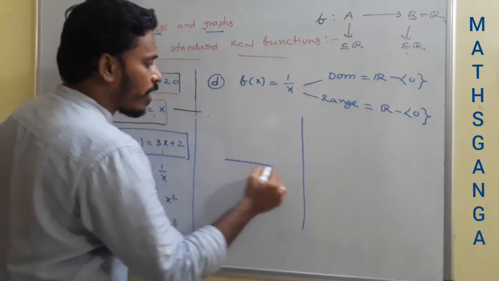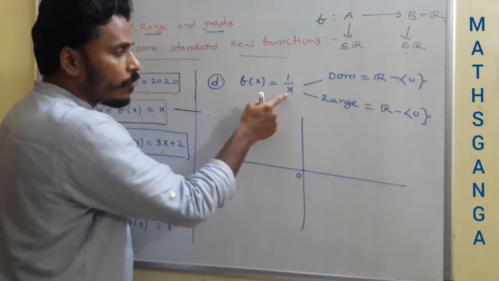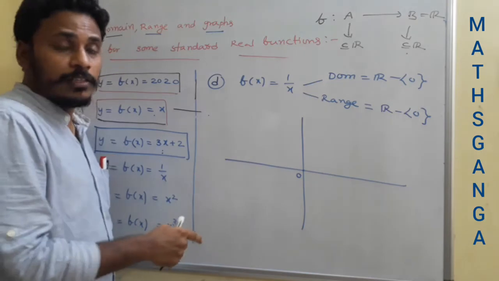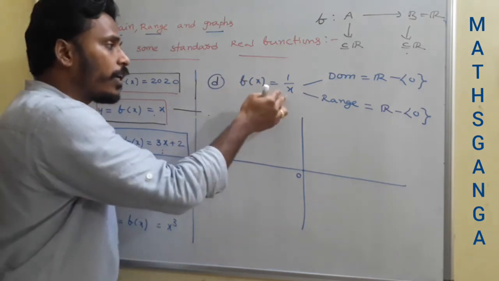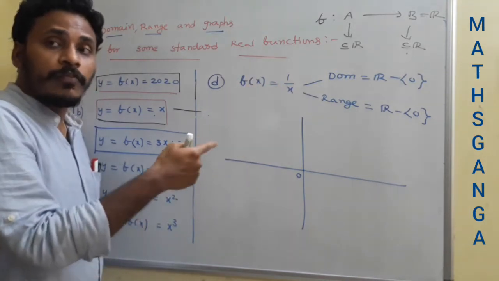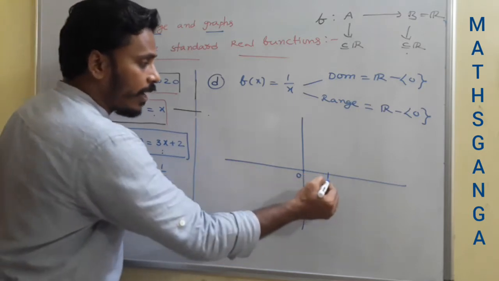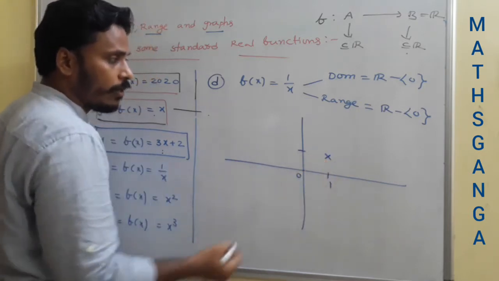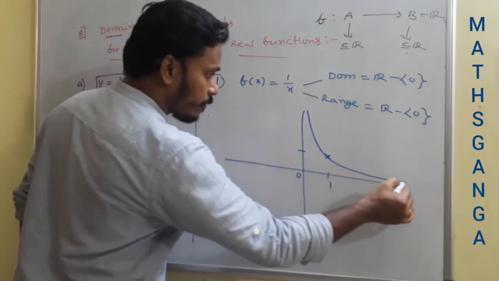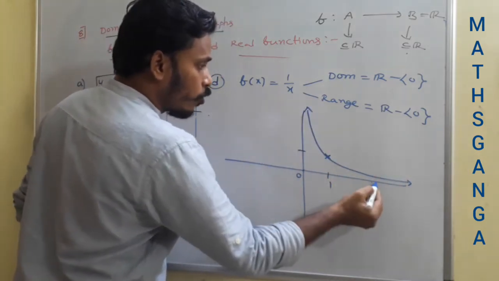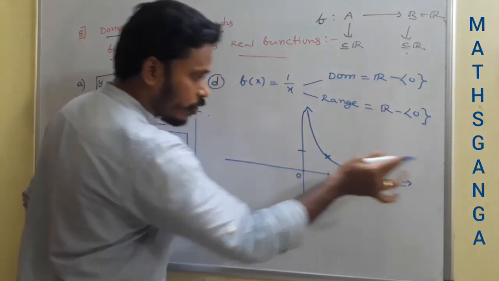When you wish to sketch a rough graph for this, just think about it. When you increase the x values, the value keeps decreasing, because if x is infinity, the value is 0. That means if x becomes larger and larger, the value becomes smaller and smaller. At x equals 1, the function is 1. So when you think in the positive region, the graph looks like this. When you keep increasing the values of x, the graph gets closer and closer to the x-axis.